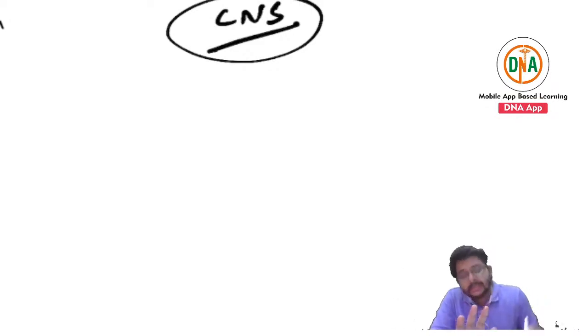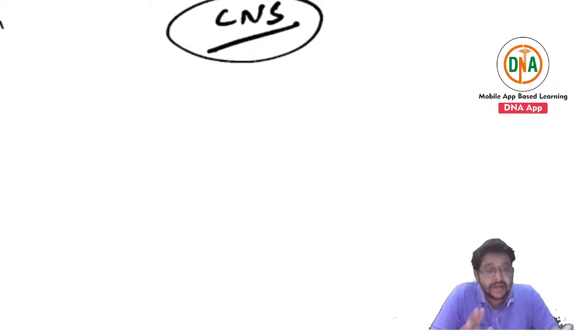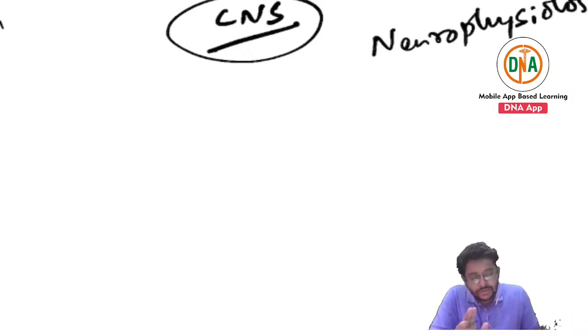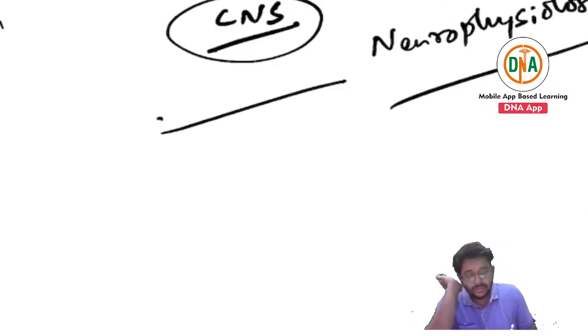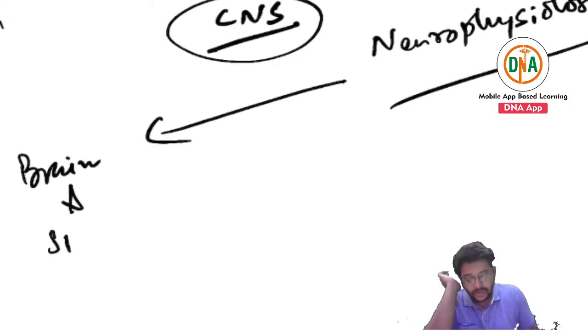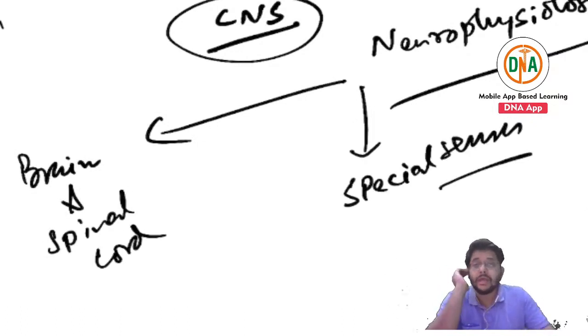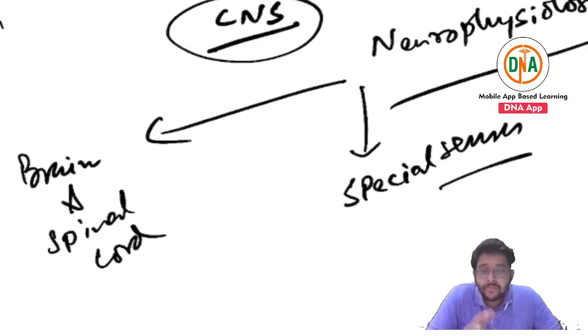Now, CNS is the central nervous system, and CNS physiology or neurophysiology has broadly two classifications. One is you need to know about brain and spinal cord. This is important. Brain and spinal cord. And the other is spatial senses. So these are two things that you need to know in CNS. So in brain and spinal cord, certain things you need to understand.